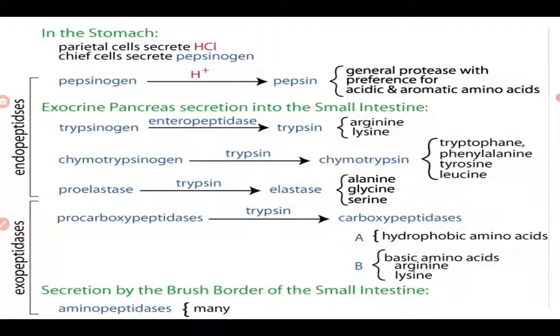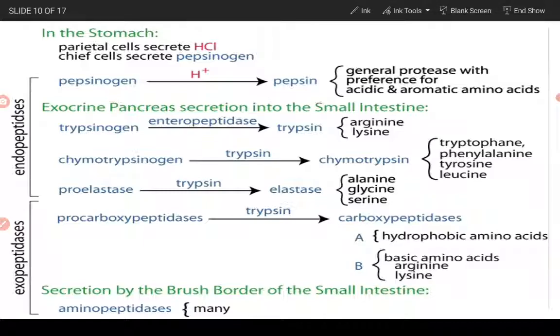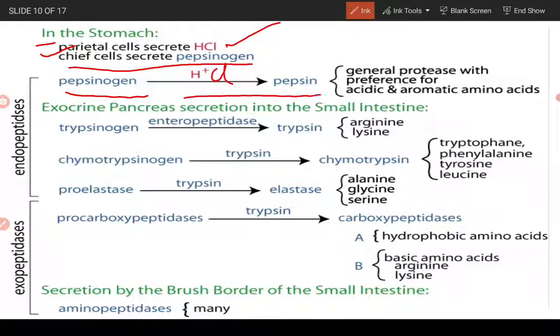So this is a revision kind of slide. In the stomach, what happens? The parietal cells, the oxyntic cells, secrete HCl, and chief cells secrete pepsinogen. Pepsinogen in the presence of HCl is converted to pepsin, which is the active form, and then the protein is broken down into proteoses with acidic and aromatic amino acids.